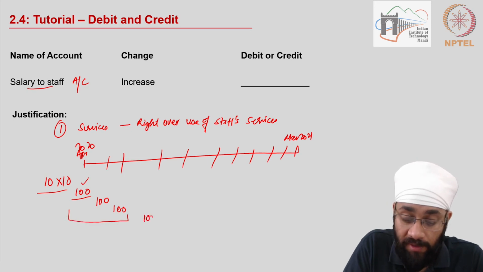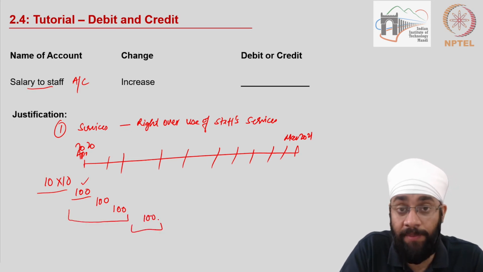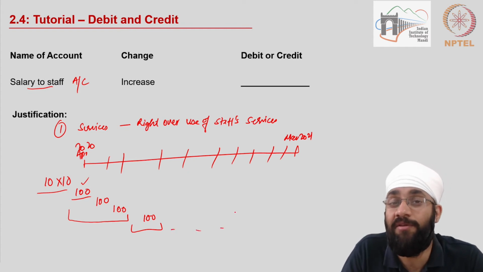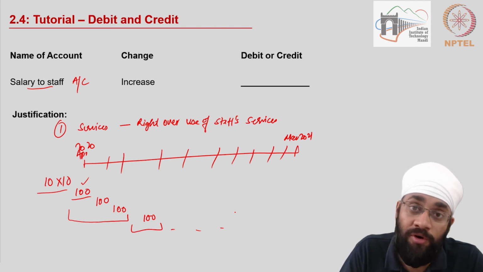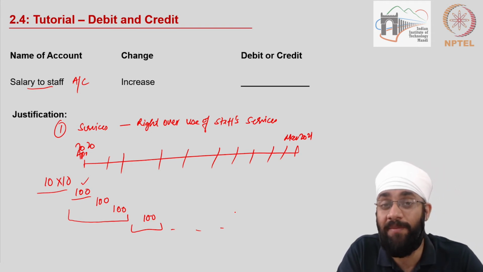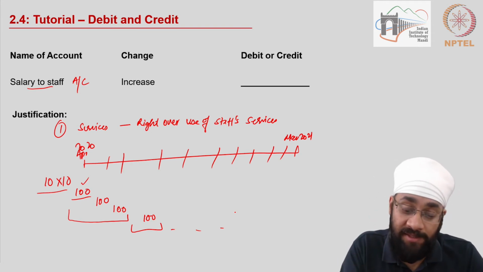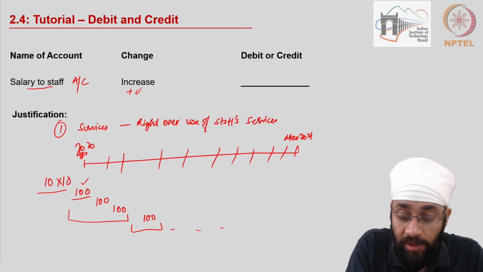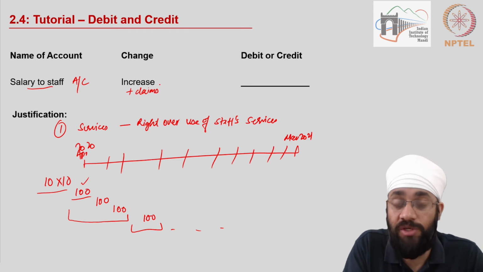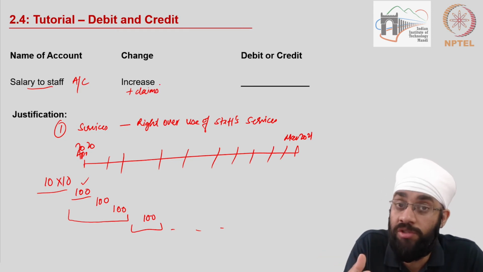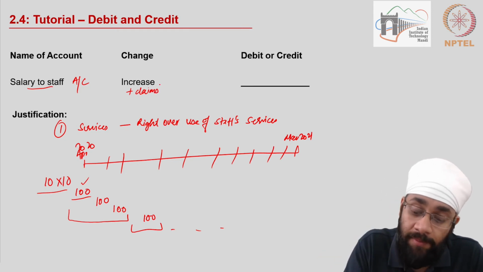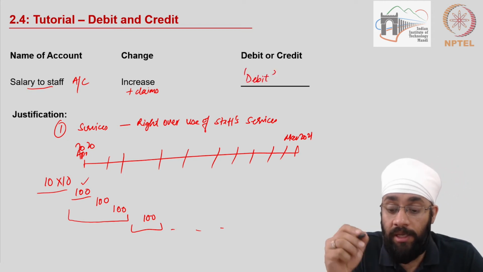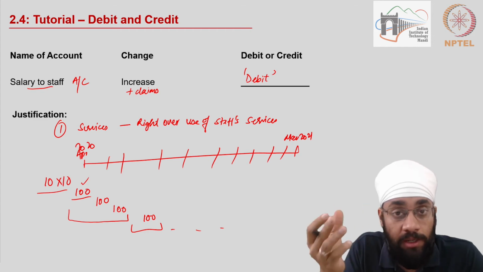Next month, you pay another 100. Total salaries paid till now are 400. So this is what I mean by increase in salary, whenever you add more to the record, to the book where you are maintaining the records for salaries. When you pay more salaries, your claims are going up because you have a right to use the services of those staff members, and any increase in the claims of business is represented by the word debit.